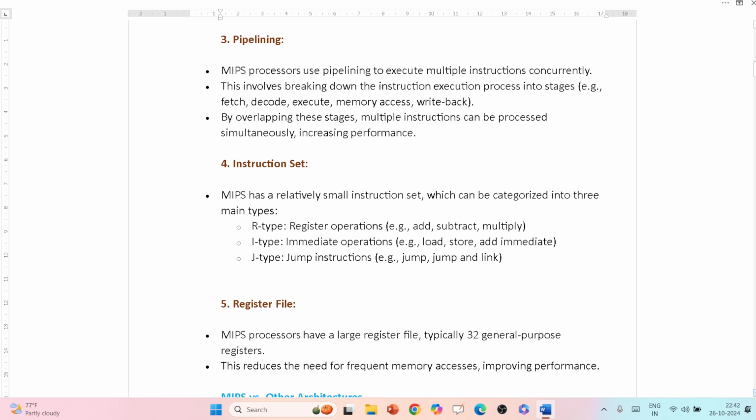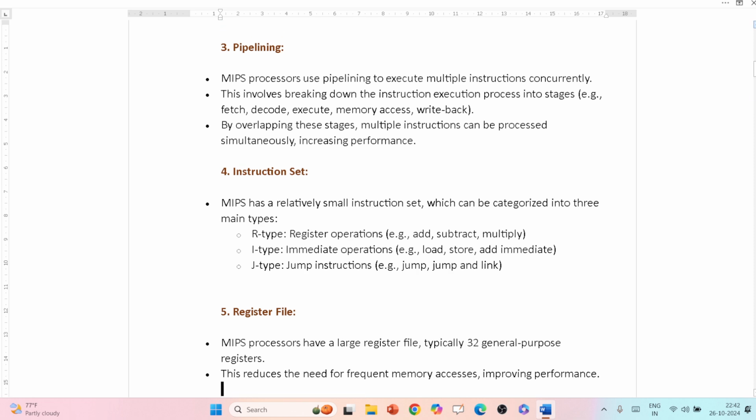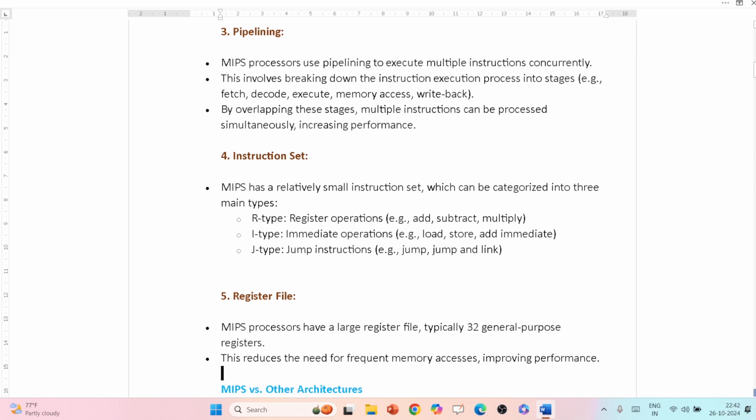So the fifth key point is the register file. MIPS processors have a large register file, typically 32 general purpose registers. Each can hold 32 bits. This reduces the need for frequent memory access, improving the performance.